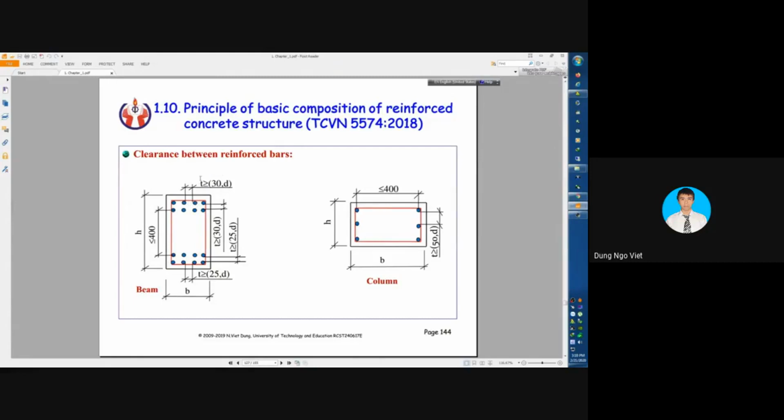For example, for the upper layer of reinforcement in the beam, the T value must be bigger than 30 millimeters and the reinforcement diameter. And for the lower layer of the reinforcement in the beam, the T value must be bigger than 30 and the diameter. And here, T is bigger than 25 and D. Also here, T is bigger than 25 and D. And this is for the column.